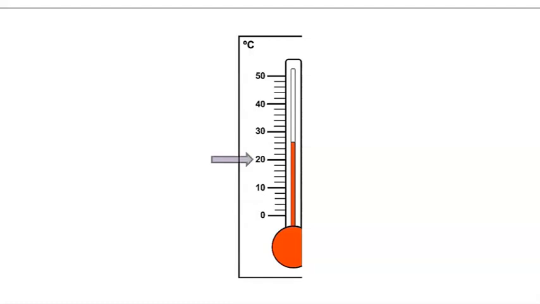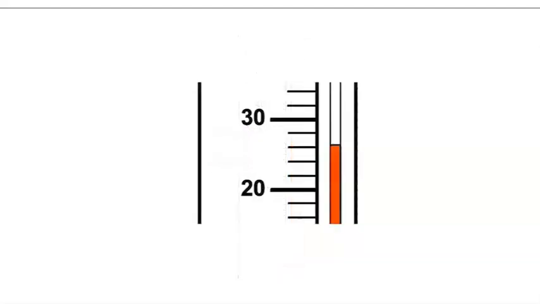I see that the large numbers on the thermometer go up by tens. Let's look at the smaller tick marks between 20 and 30. I see 4 tick marks. Can we count by ones to get from 20 to 30? Let's try. We will start at the tick mark for 20. 20, 21, 22, 23, 24. No, that didn't work. There aren't enough tick marks.